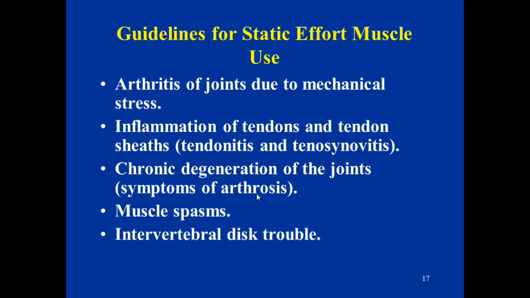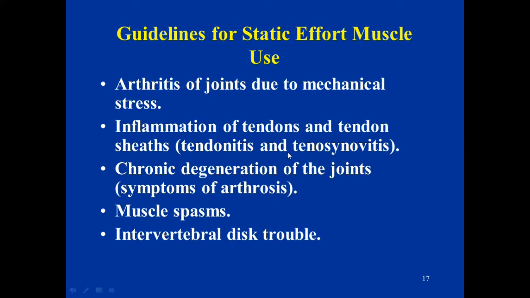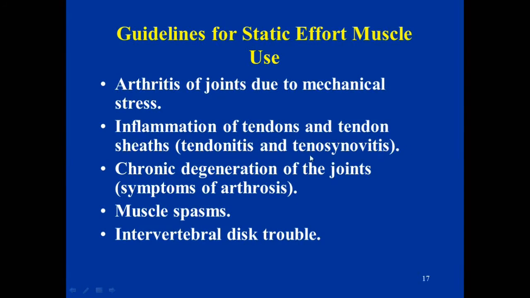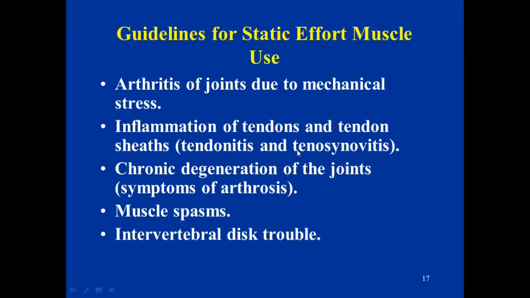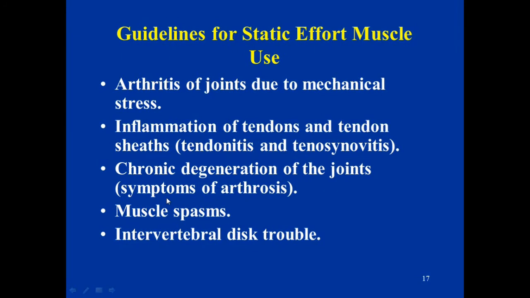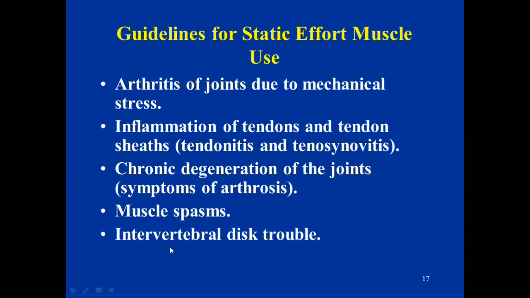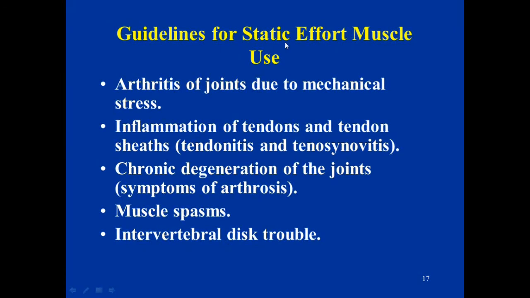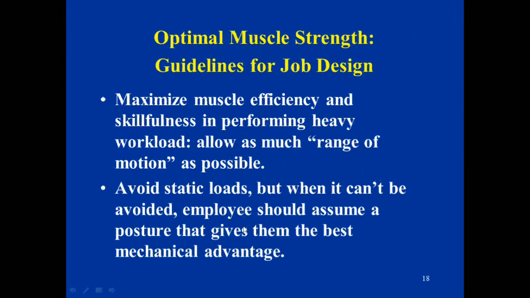Guidelines for static effort. Arthritis, obviously, the joints due to mechanical stress can come into play. Inflammation of tendons and tendon sheaths. So anything with an "itis" in it means inflammation of. So tendinitis, tenosynovitis would be inflammation of the tendon or inflammation of the tendon and synovial membrane from overuse. Chronic degeneration of the joints. These are symptoms of arthrosis. You have muscle spasms, and intervertebral disc trouble also come into play for static muscle efforts over time.